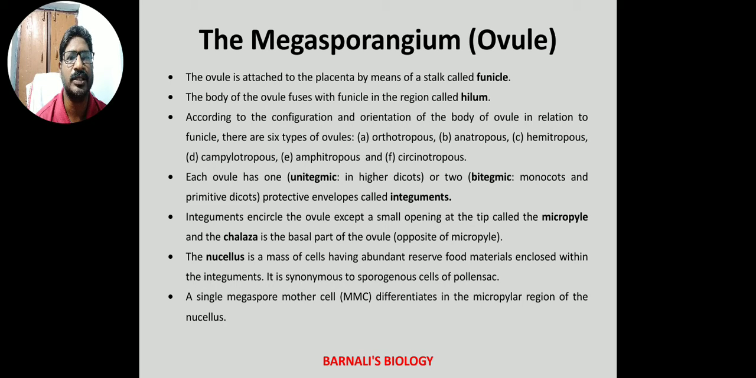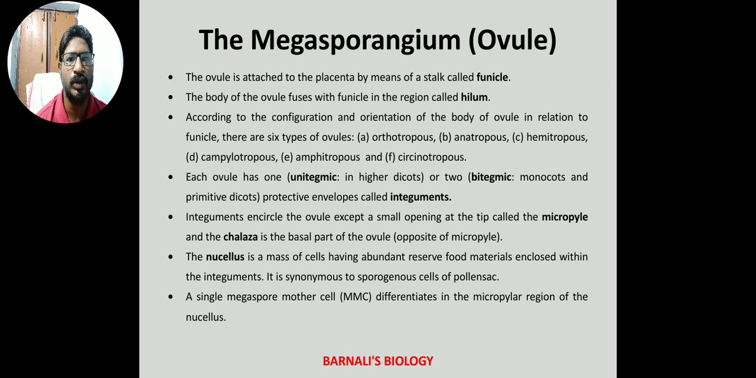Each ovule has one or two protective envelopes called integuments. When only one integument is present, it is called unitegmic. It is seen in higher dicots. When two integuments are present, it is called bitegmic. It is seen in monocots and primitive dicots.